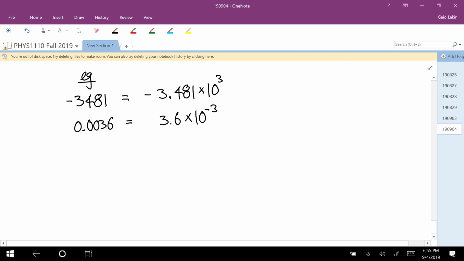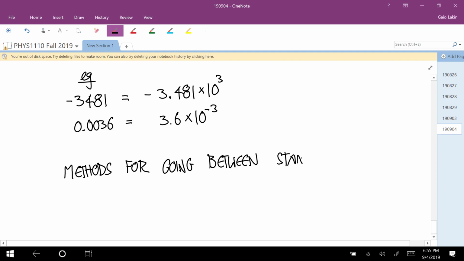Okay, so we need a method to go from standard notation to scientific, and a method to go from scientific notation to standard. So we have 2 of these methods for going between standard and scientific notation.